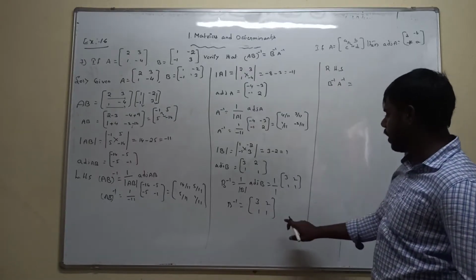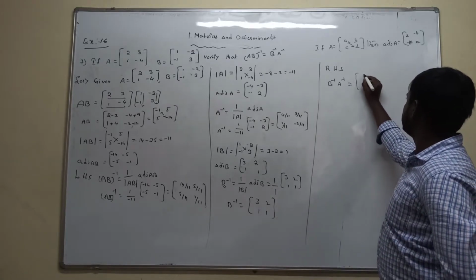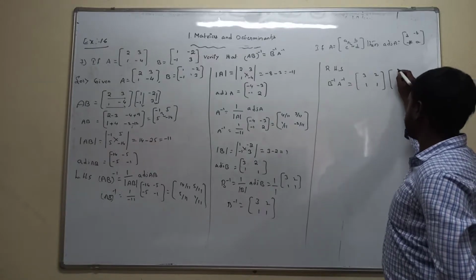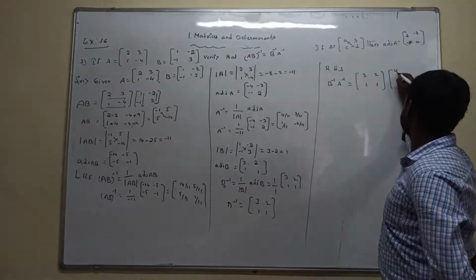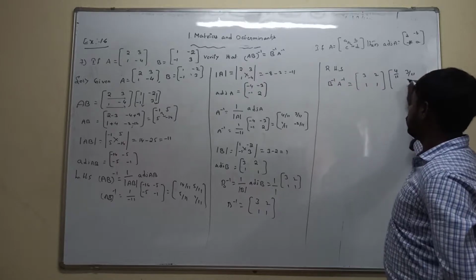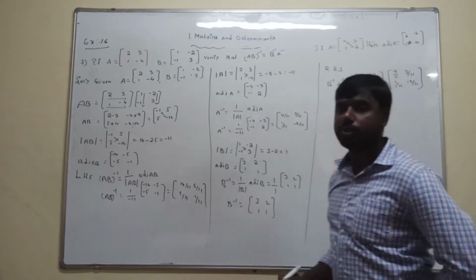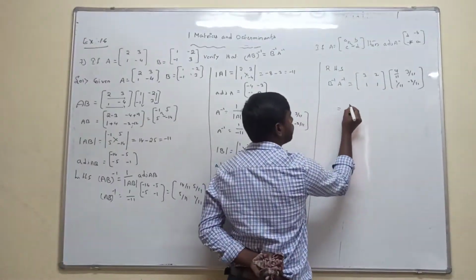What is the inverse of B value? Matrix is 3, 2, 1, 1. Next, what is the inverse of A matrix? 4 by 11, 3 by 11, 1 by 11, minus 2 by 11. Now take the product of these two matrices.